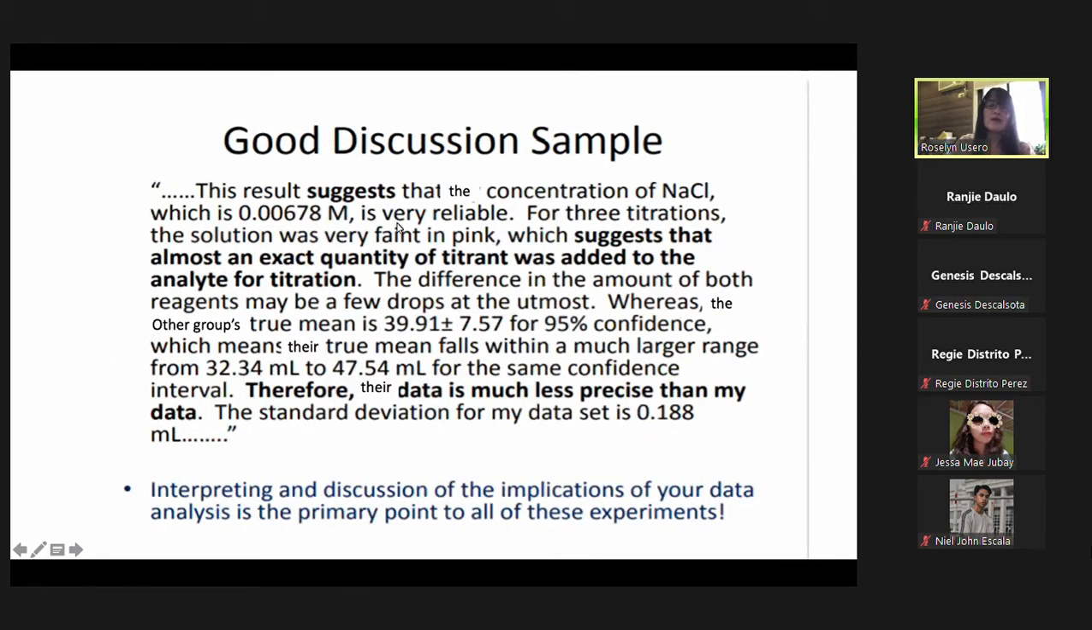So this is how discussion should be. This result suggests that the concentration of sodium and, okay, sama ni siya, sahaw na lang. Next, interpreting and discussion of the implications of your data is the primary point to all these experiments. So, ano na siya nga nag-experiment ka muna? Ano ang result ng 9.0 sa water if it's drinking? Ano na siya ang meaning?